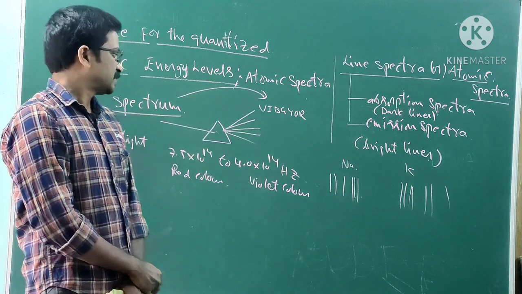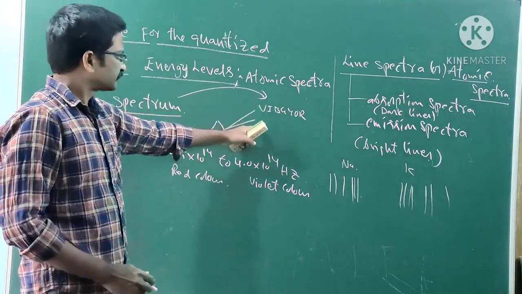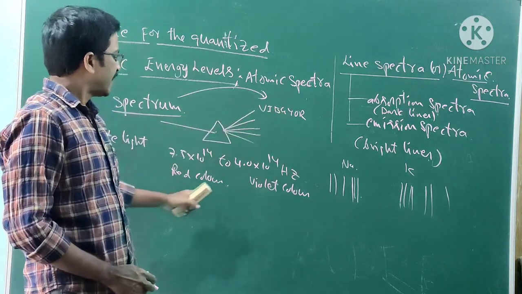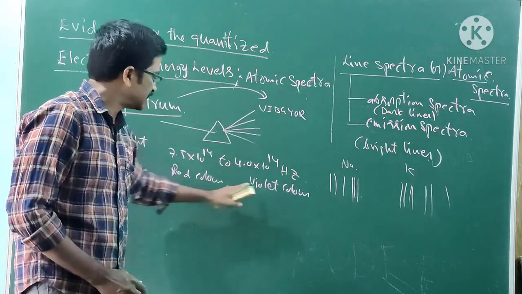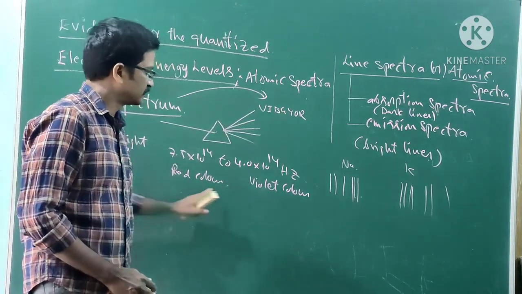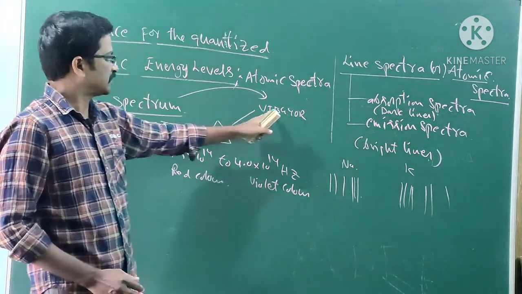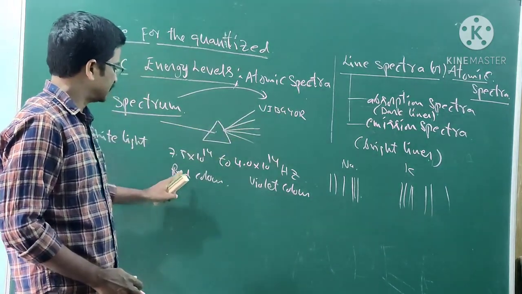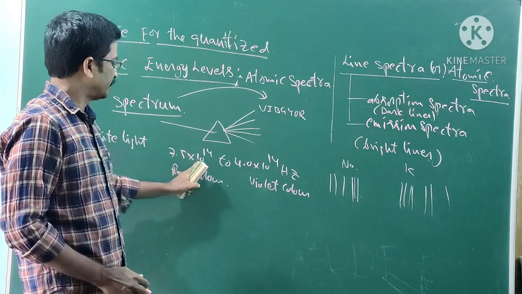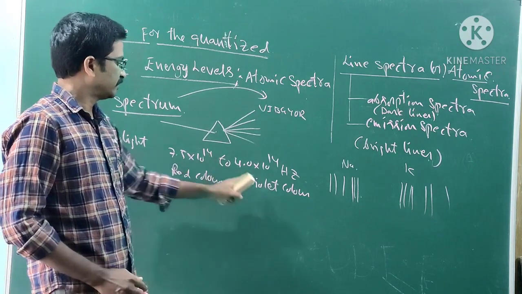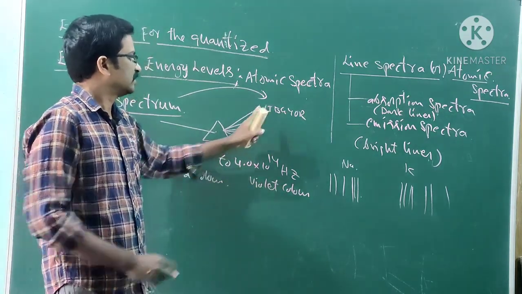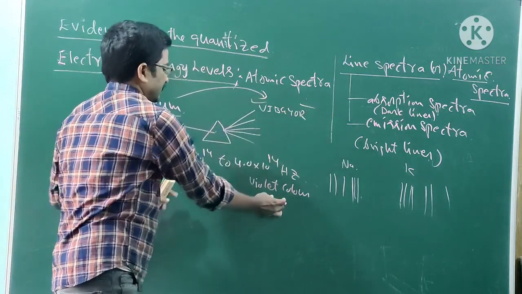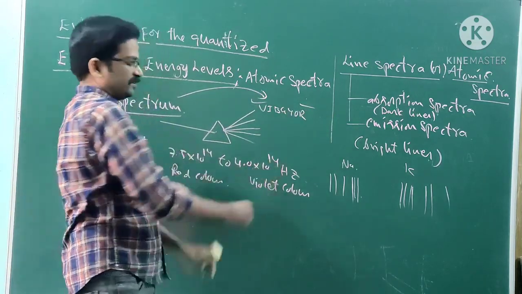Next point. These 7 colors have energy ranges. The frequency range of these 7 colors goes from red, 7.5 times 10 to the power of 14, to violet color. This end and this end energies are indicated here.